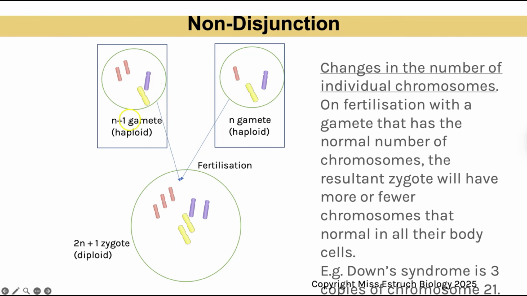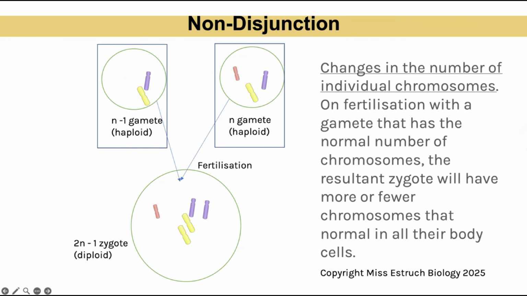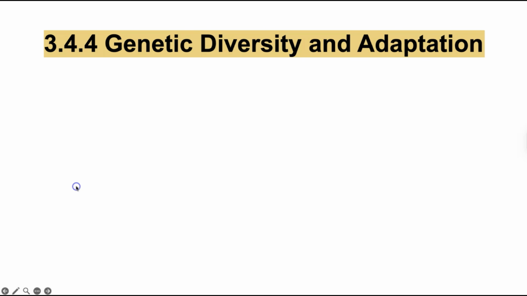And if you then had a gamete like this combining with a haploid gamete, you end up with a diploid zygote plus one extra chromosome. That's actually what happens in Down syndrome. There are 3 copies of chromosome 21 because of this type of non-disjunction chromosome mutation. If it was the n minus 1 gamete, then you'd end up with a zygote that was still diploid, minus 1 chromosome.